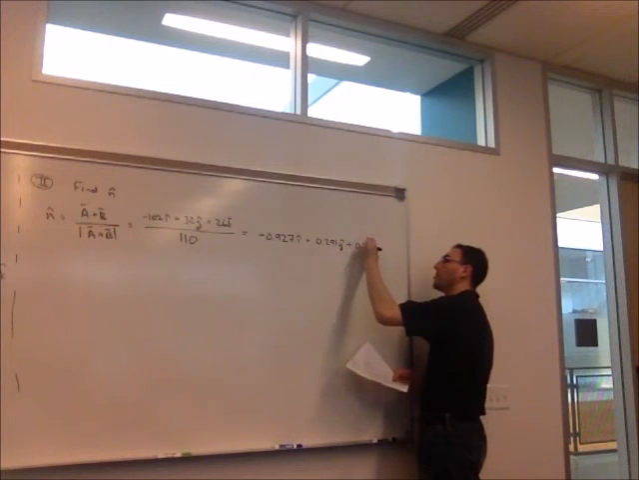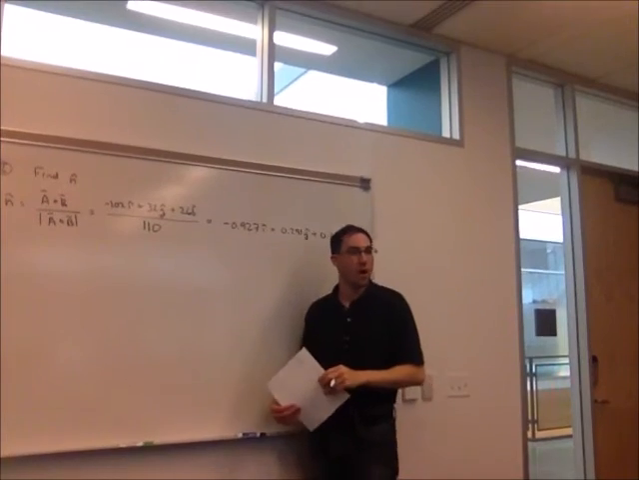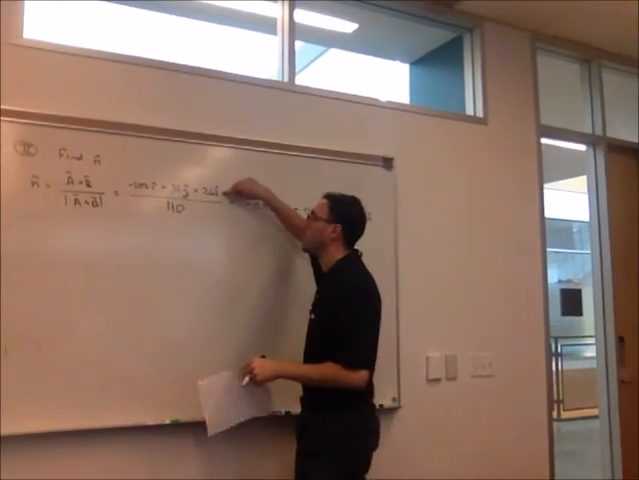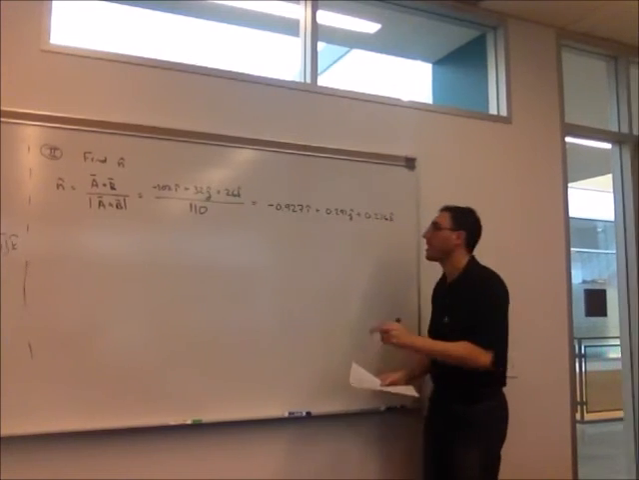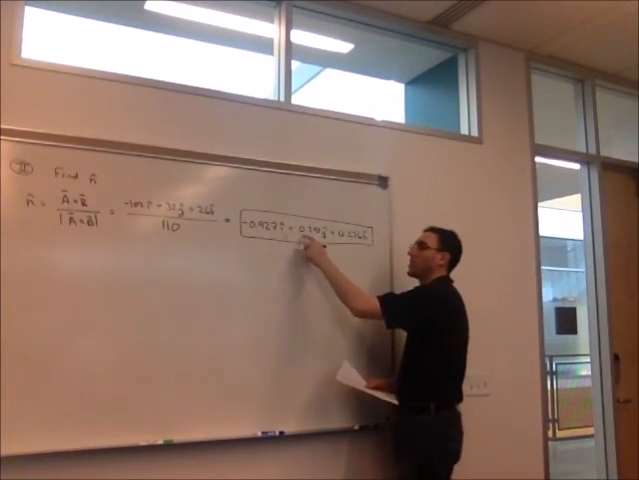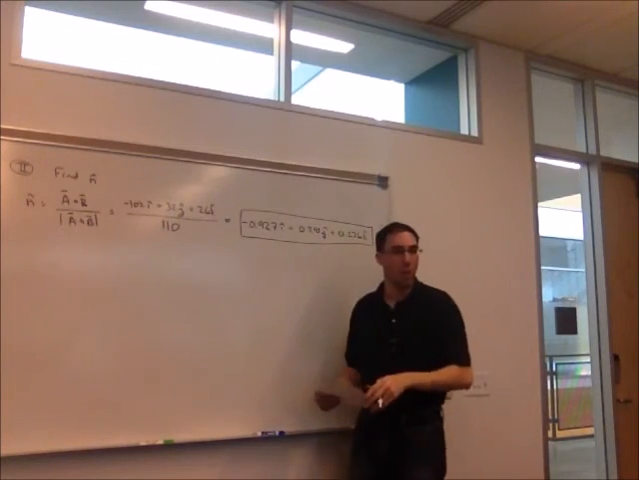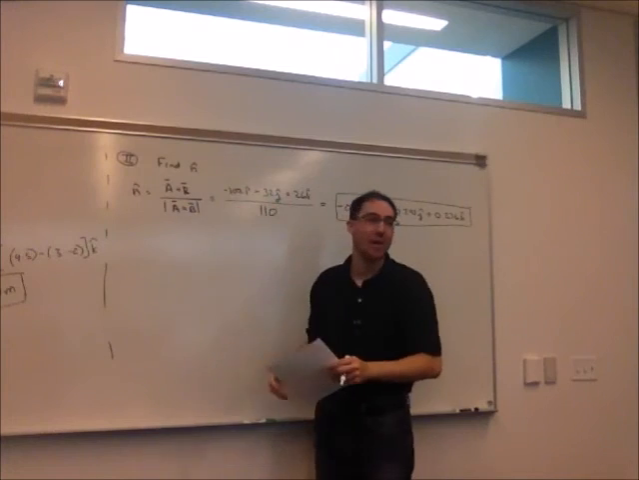plus 0.236k. It's a unit vector. There are no units with it. This was in Newton meters, this was in Newton meters, and this is a unitless quantity. So if we wanted to double check, if we take the square root of the sum of these squares, we better get 1, because we're saying it's a unit vector, and we put that hat over it.